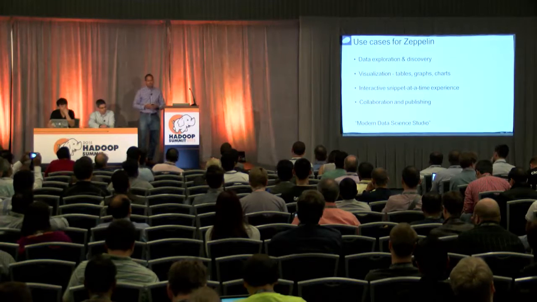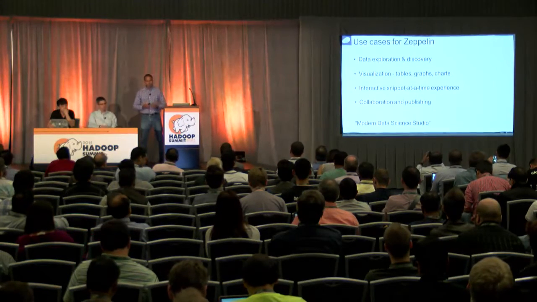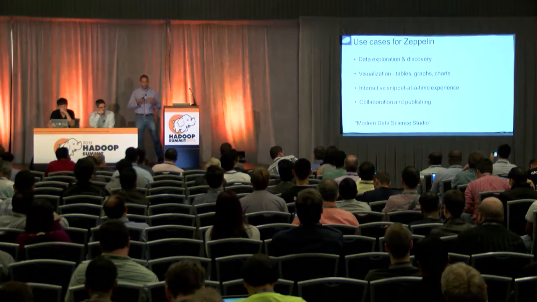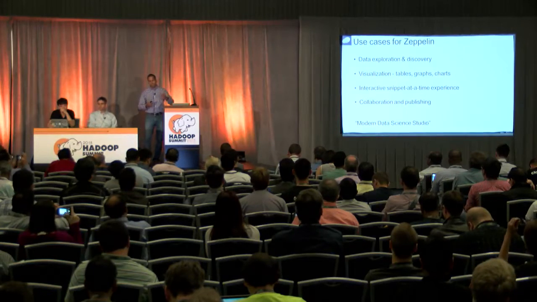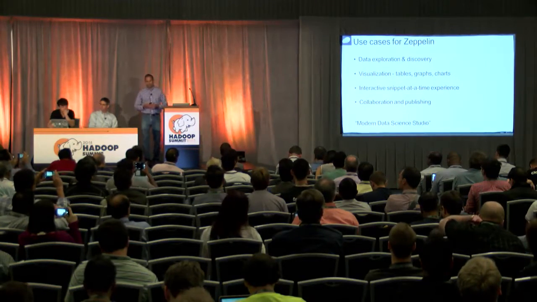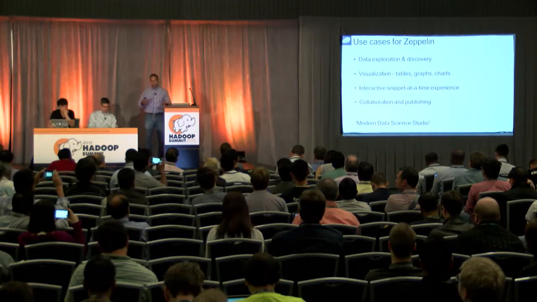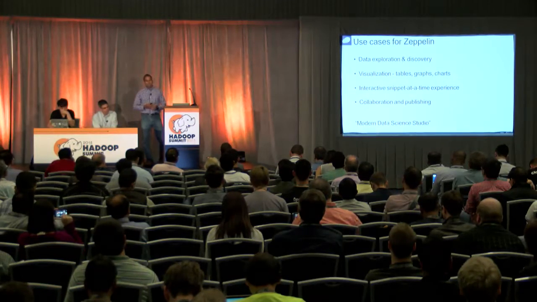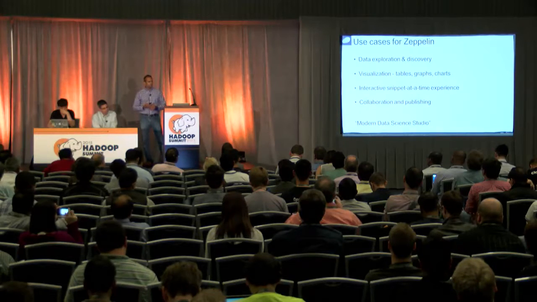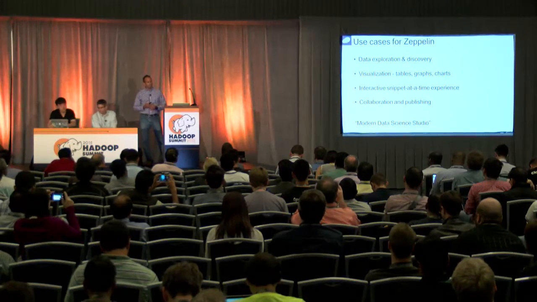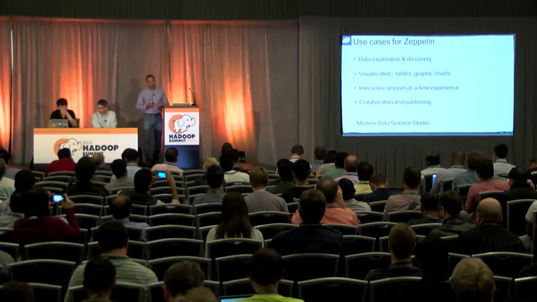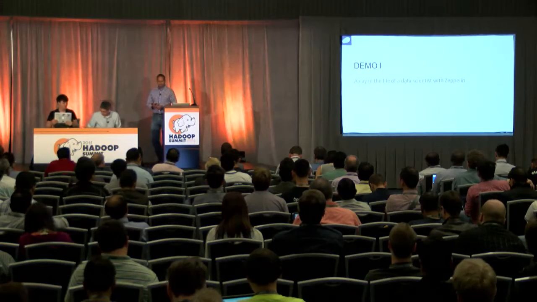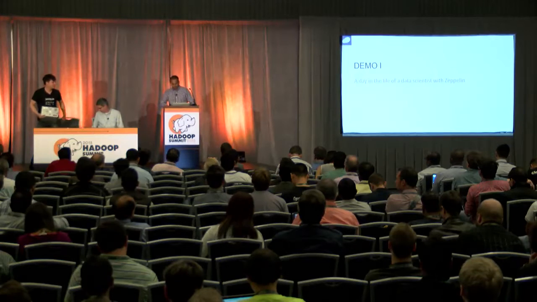What use cases does Zeppelin support? It supports data exploration and discovery of data. As a data scientist, you want to know what data is available, you're exploring it, and you want to do some visualizations, see some graphs and charts. It provides that. Unlike IPython, you don't have to bring in matplotlib or any other dependencies. Those are built-in features. You can run notes or snippets of code at a time, and it also facilitates collaboration and publishing. In essence, it's a modern data science studio in the Apache community. So let's see a day in the life of a data scientist with Apache Zeppelin.